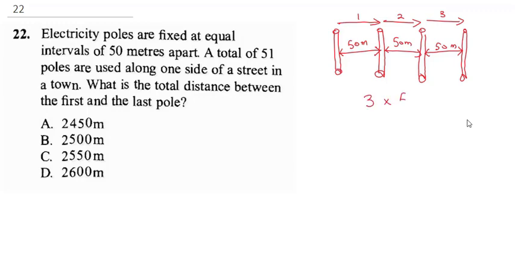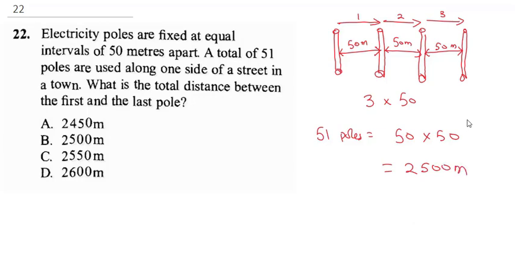It will be 3 times what? 50. But now we are being asked for 51 poles. So for 51 poles, we are going to do what? 50, because for 1, it's not going to count. So it will be 50 times 50, and that's going to give us what?